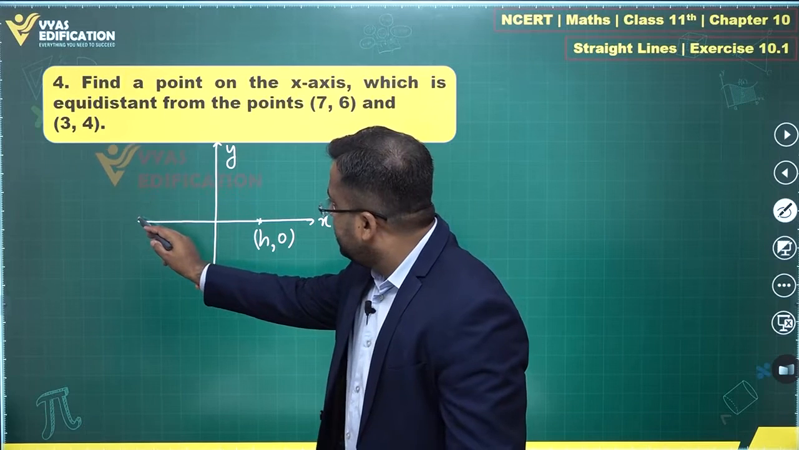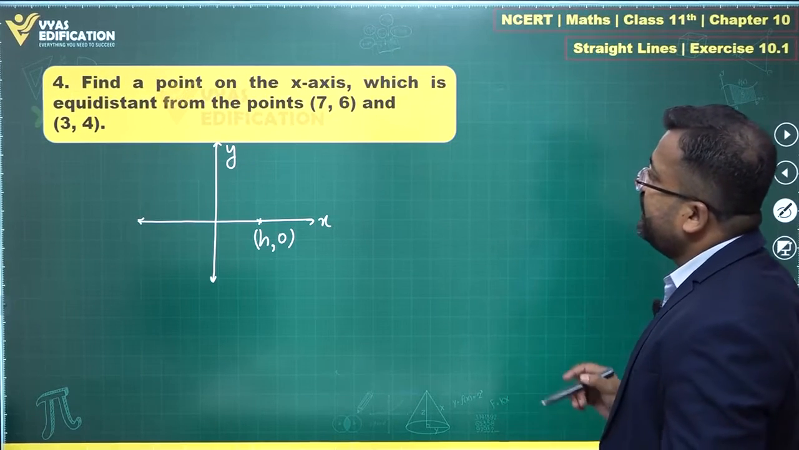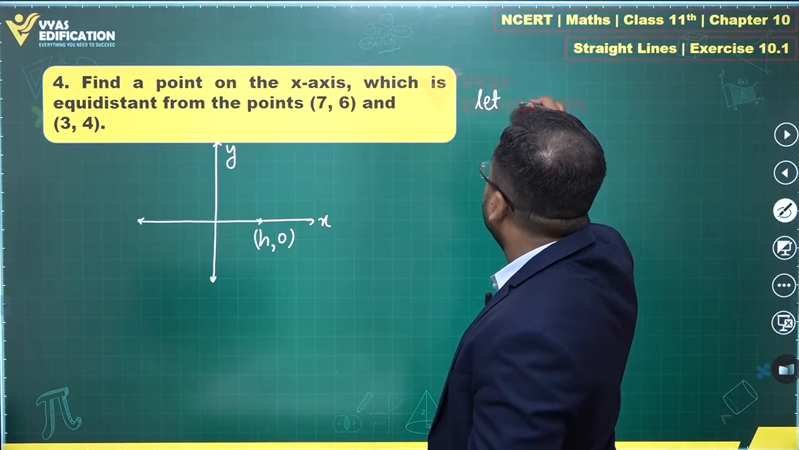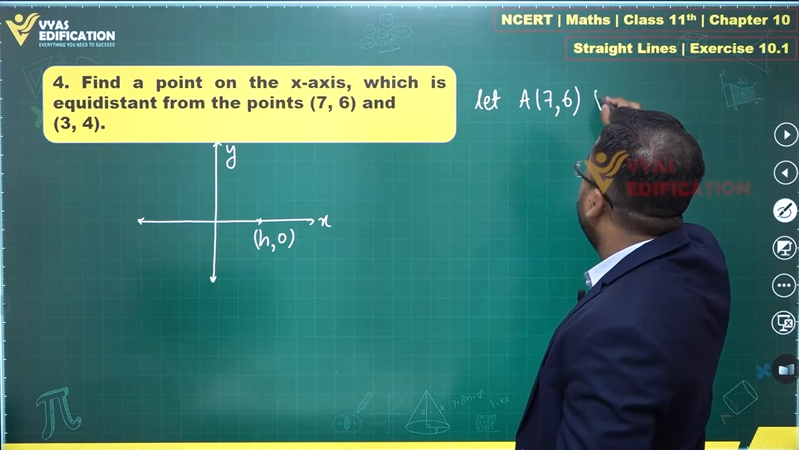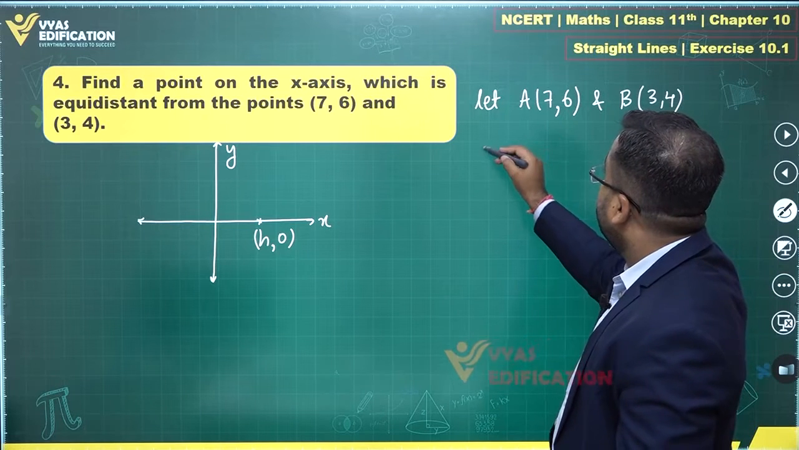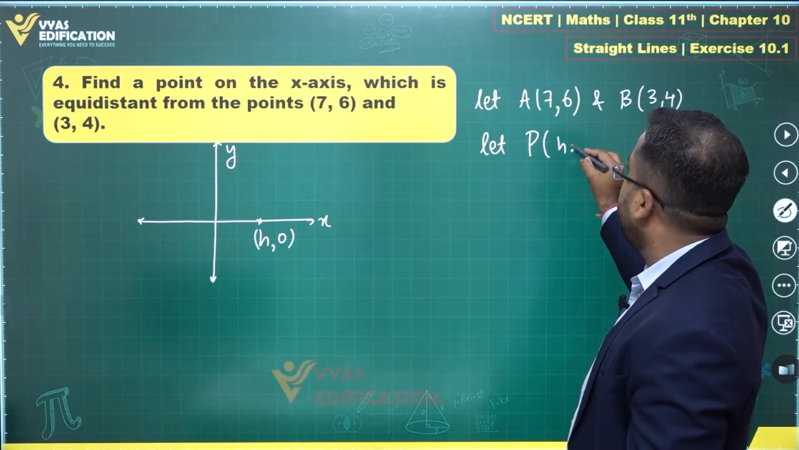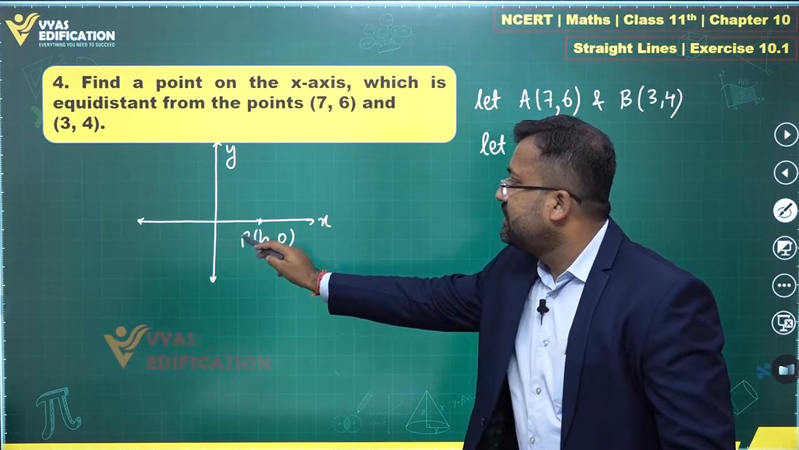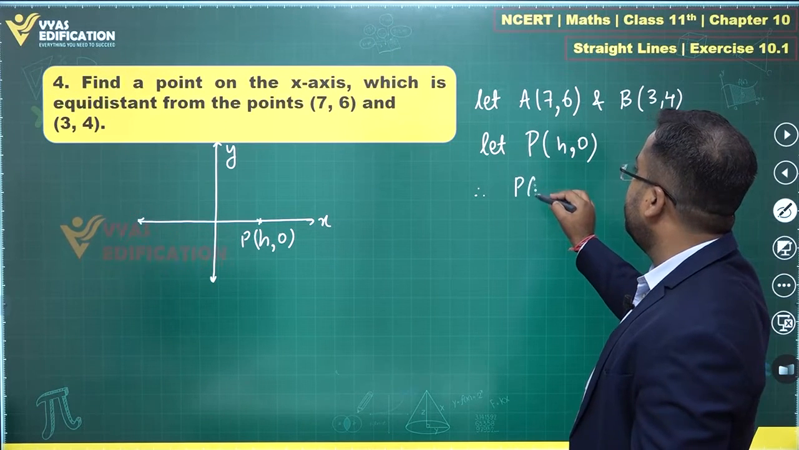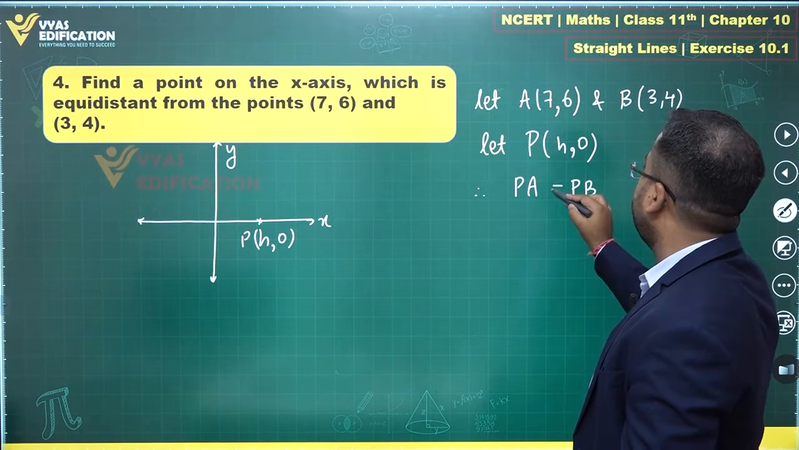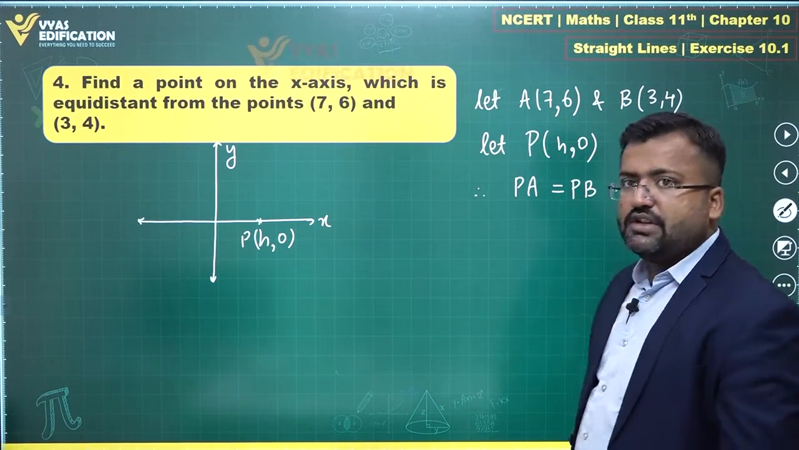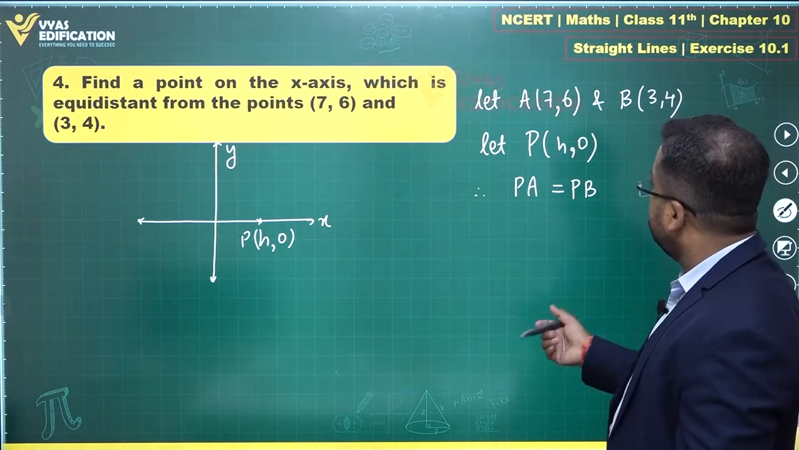So we are focusing on this h basically, and the condition that is given to us is that it is equidistant from the points. Let A be 7, 6 and B be 3, 4, the given points. Let P h, 0 lie on the x-axis. Therefore, the condition that we have is that distance of P from A is equal to distance of P from B. A point on the x-axis at the same distance, that's what you're supposed to do, right? And once you write this, it becomes very simple after that.